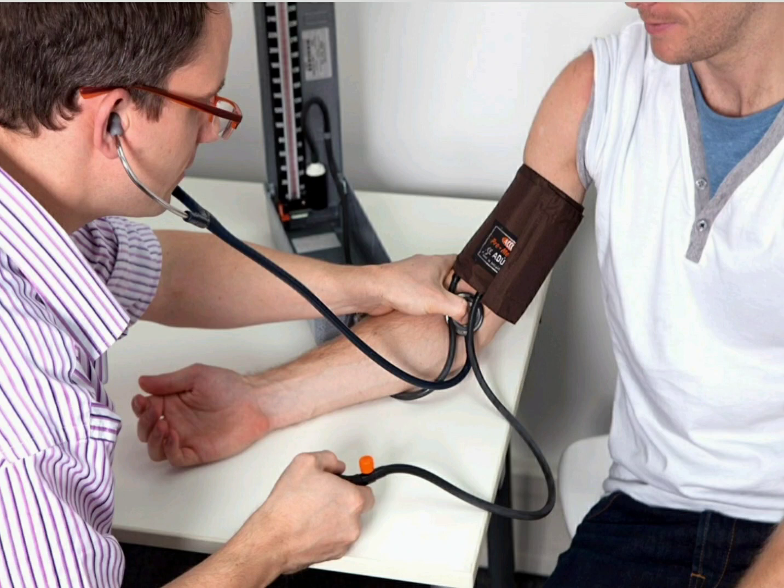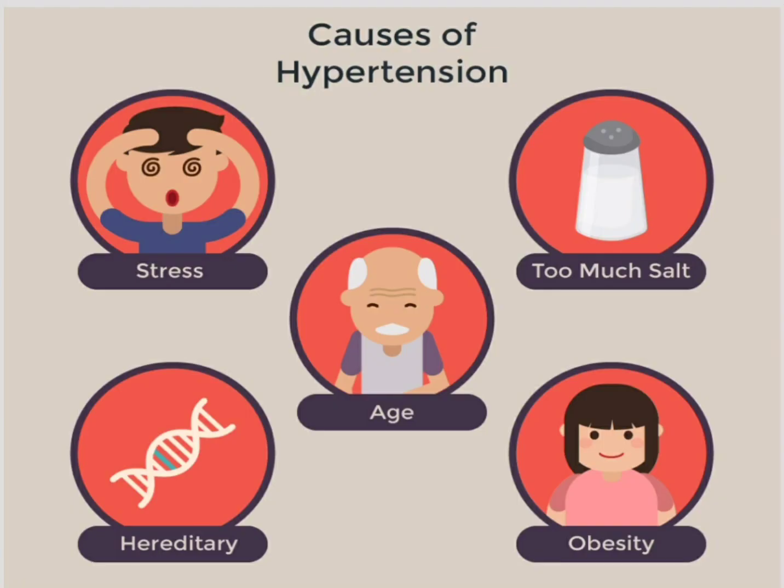In a healthy individual, the blood pressure is usually around 120 by 80, and this is measured with the help of a special instrument called the sphygmomanometer. Now let us understand what is high blood pressure or hypertension or high BP. High blood pressure is when the pressure of the blood is more than normal. So that is when it is called hypertension or high BP.